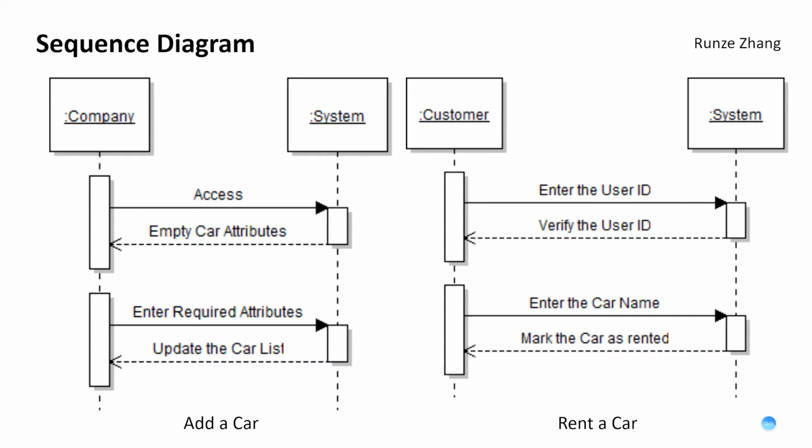For example, in the sequence diagram, the use case add a car will first need the company to access the system, and the system will provide what attributes it needs to have. Then, after the company enters the required attributes, the system will update the car list and show it to the company. For the use case rent a car, the customer will first need to enter the user ID. After the system verifies the user ID, the customer needs to enter the car name that he wants to rent. Then the system will mark the car as rented and record the order.